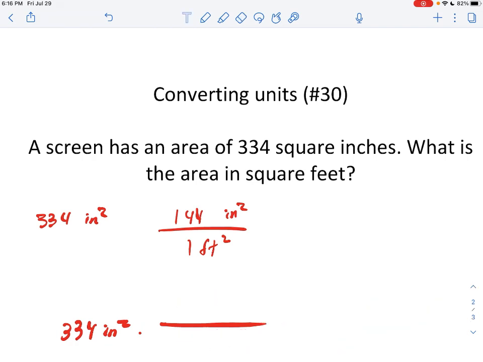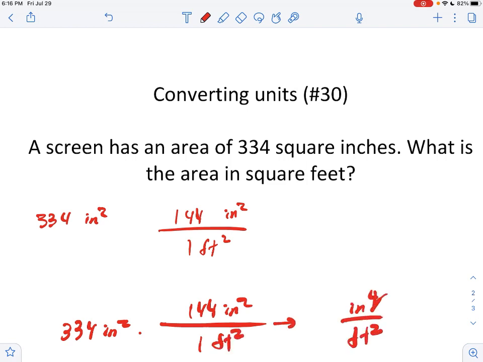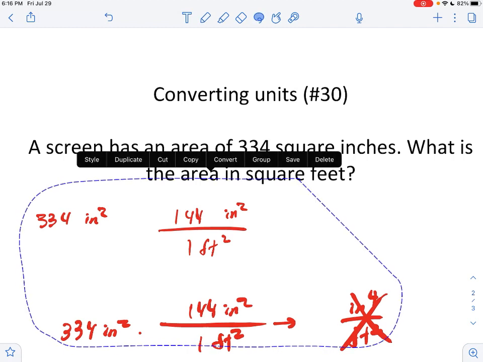On the flip side, if you had done it this way, so if you had put 144 inches squared up here and 1 foot squared down here, what's your unit? It's inches to the fourth divided by foot squared. That does not make any sense. Okay, so that's how you do that, and that's basically the analytical method of doing it.